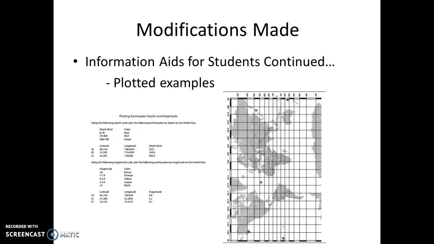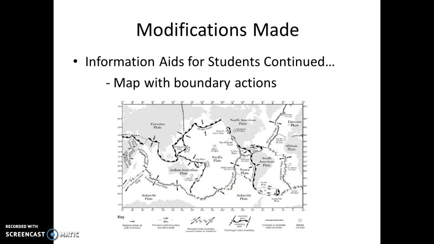And then here are examples of plotted points to help them plot these points as well. And here we have a map that shows the direction of the plate boundaries. This is going to be helpful for all the students. All students were encouraged to pick this one up, unless they wanted to research on their own and just find out what was happening.